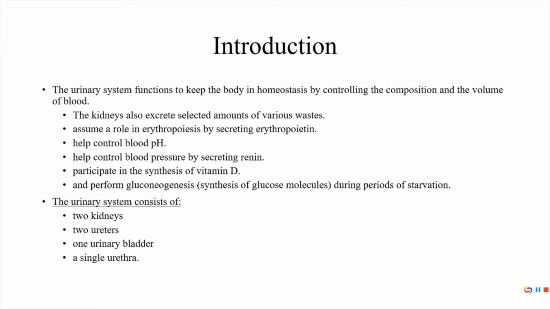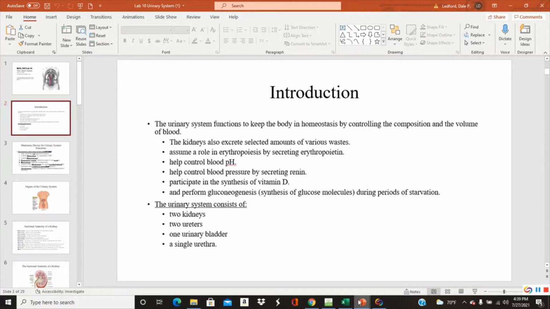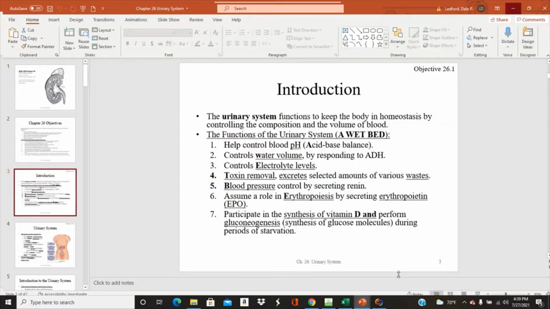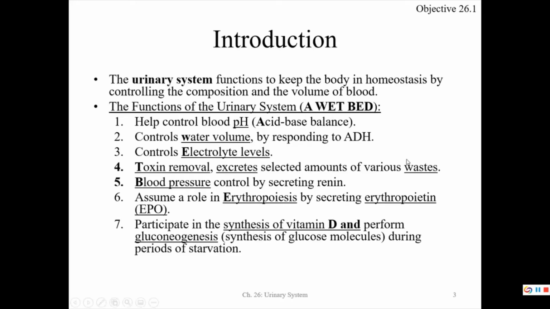One of the things I talked about in lecture when I introduced the urinary system, you may remember, is that I said the urinary system makes a wet bed. If you're wondering what that means, I'm going to go over to the actual lecture notes. I said it makes a wet bed: acid-base balance, water volume control, electrolyte levels are controlled, toxins are removed, blood pressure is controlled, erythropoiesis is done, and vitamin D and glucose are produced.